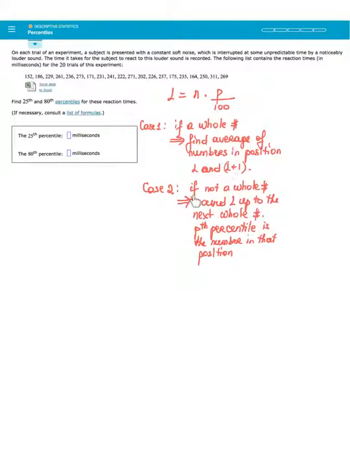If the result of the product above is not a whole number, all we need to do is round L up to the next whole number, and the pth percentile will be the number in that rounded position. Let's take a look at how this will be done in our case with the data set given to us.